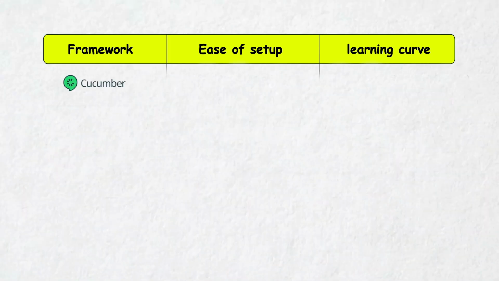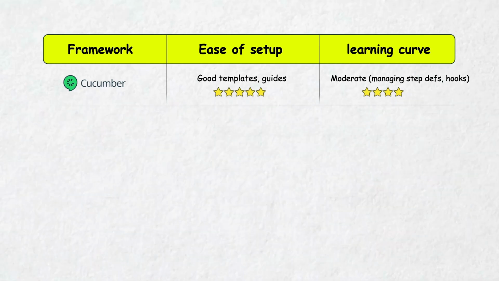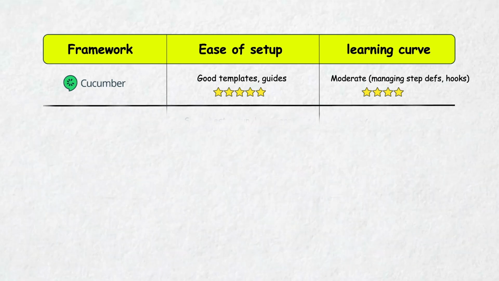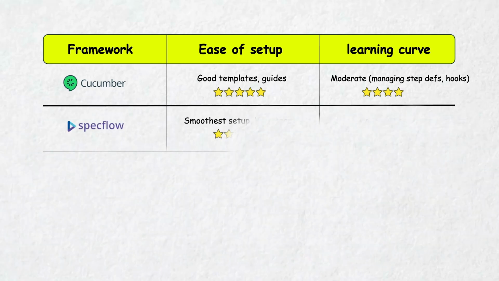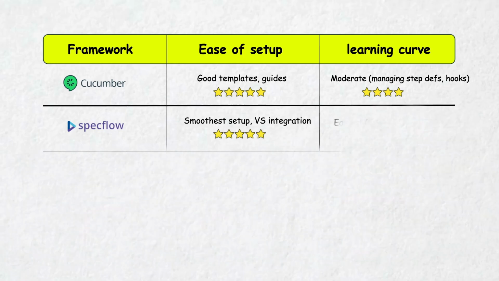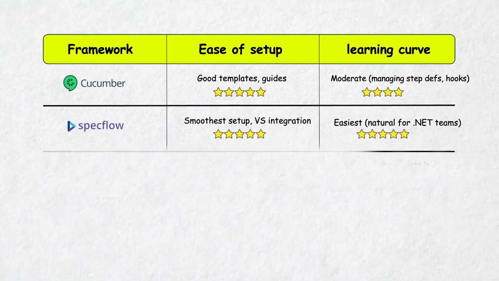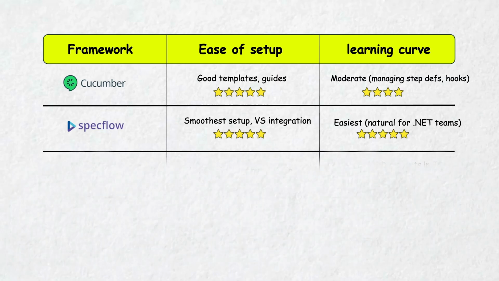Cucumber provides good setup support, especially if you are using IntelliJ or Eclipse. The learning curve is moderate, mainly because managing step definitions and hooks in Java can take some getting used to, especially for teams new to BDD. SpecFlow offers the smoothest setup, thanks to Visual Studio templates and tight integration. The learning curve is gentle if your team already knows .NET and C#. You'll be writing scenarios and step definitions quickly.